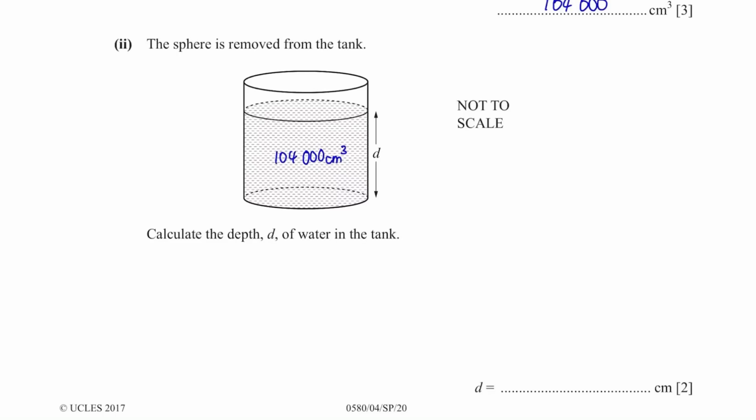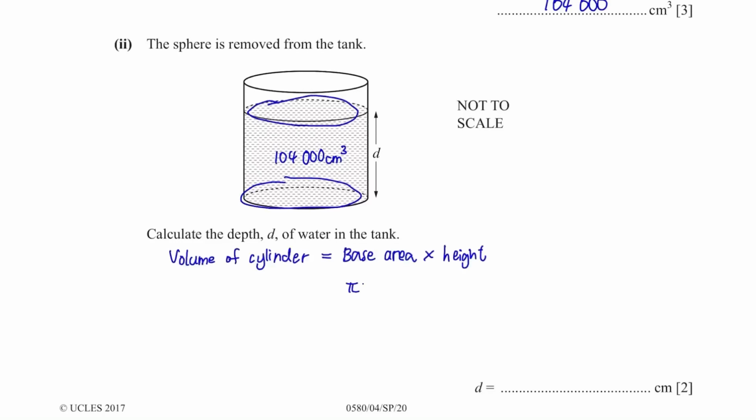So we form a new equation of the volume of water in this part of the cylinder. Pi times 25 squared times height equals 104,000. Rearrange it in terms of height and use your calculator. The answer is 52.8.